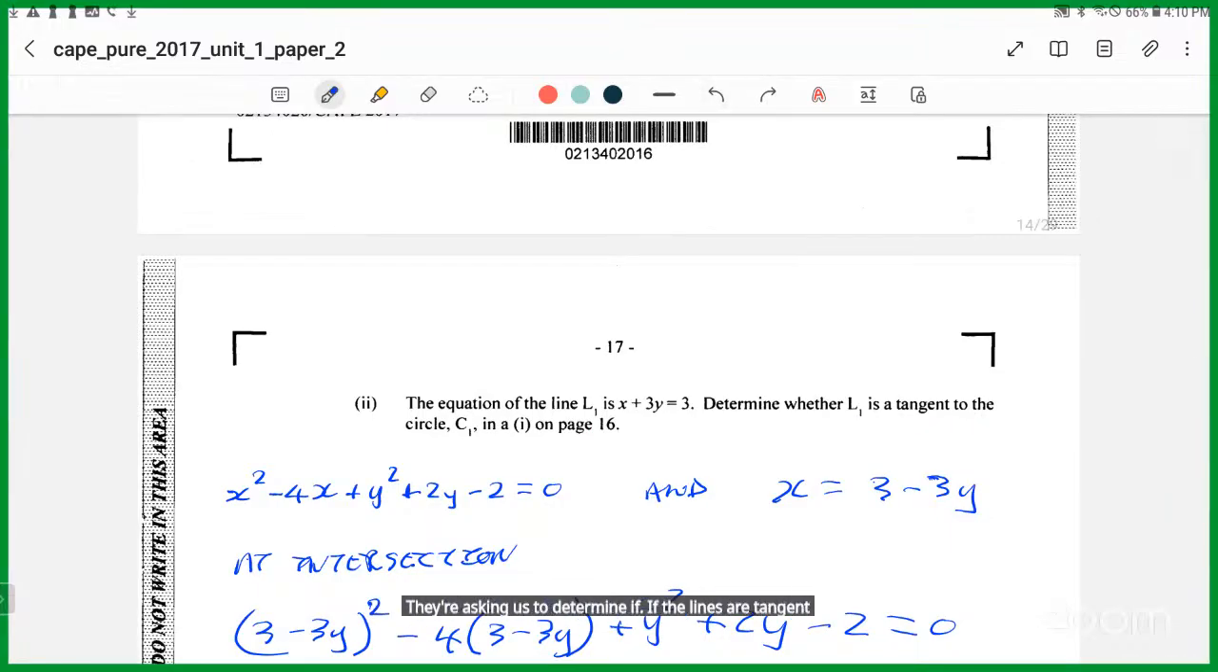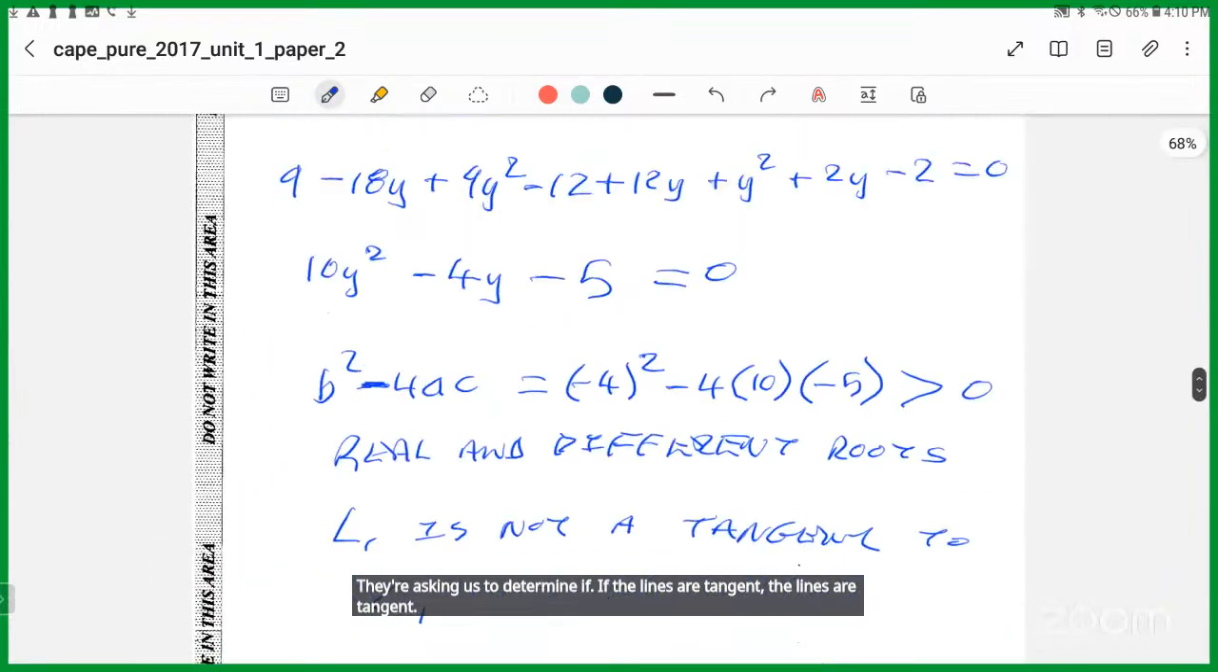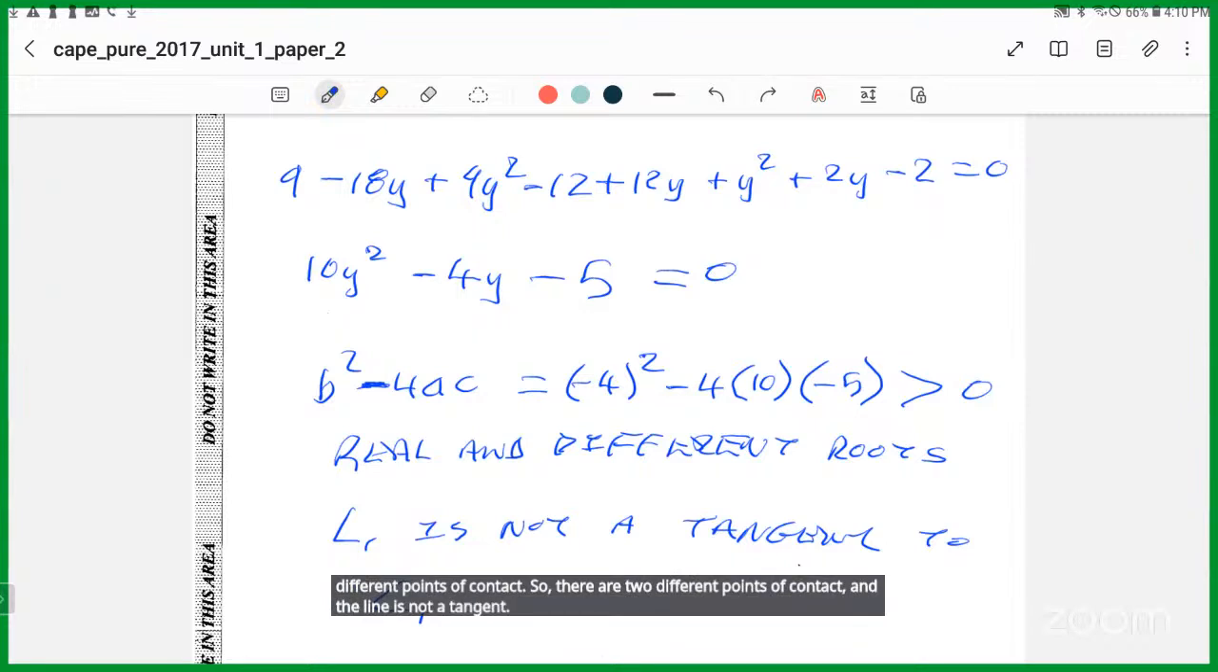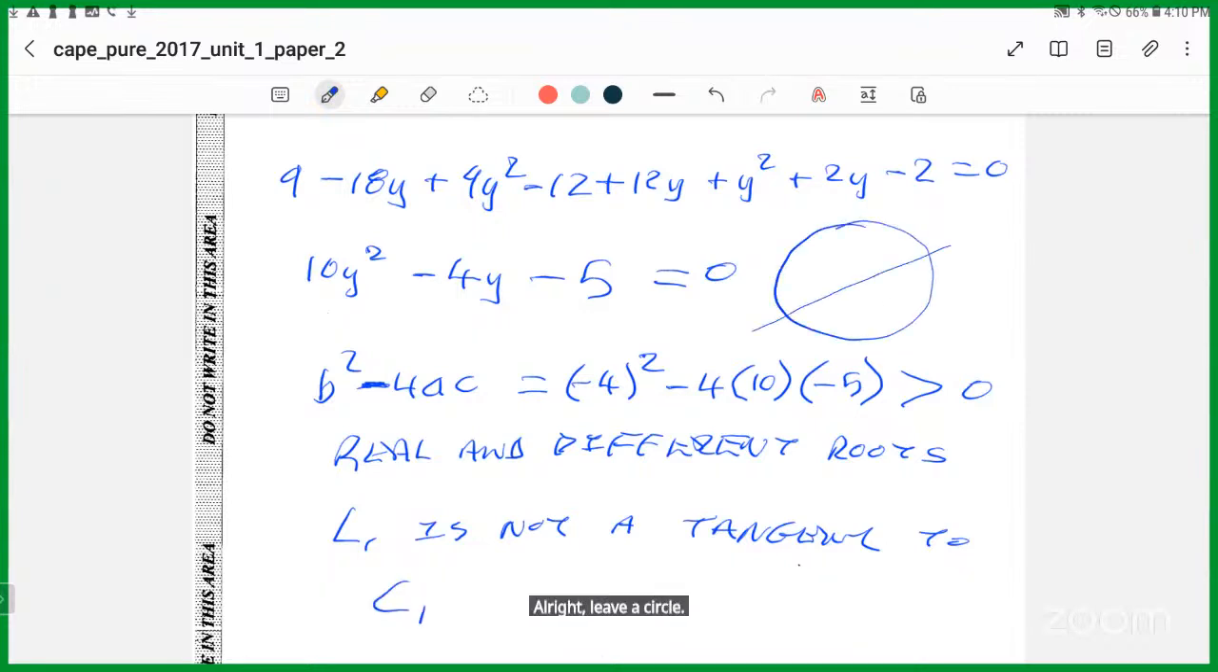If the lines are tangent, then this equation that we get will have to have equal roots, because there'll only be 1 point of contact. So you only get one y value from the equation when you solve it. And when you get only one y value, we call that repeated roots, equal roots, and the discriminant is equal to 0. Once the discriminant is greater than 0, it means that this is giving you 2 different y values for 2 different points of contact. And if you have 2 different points of contact, then the line is not a tangent. Alright, you have a circle, you have a line, that's it.